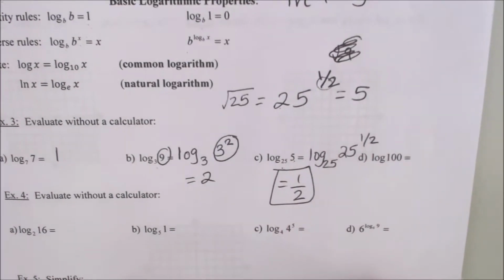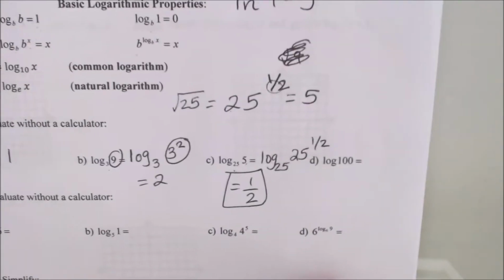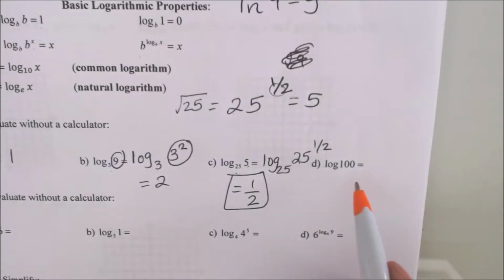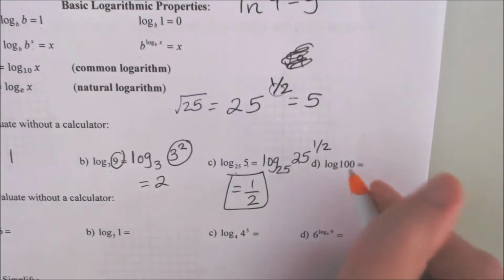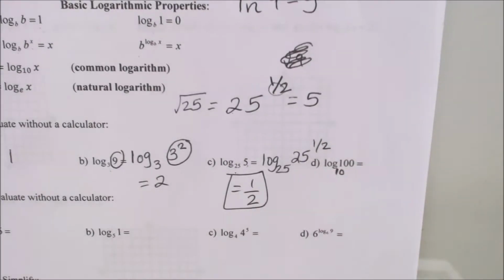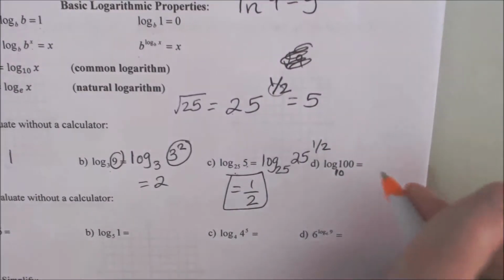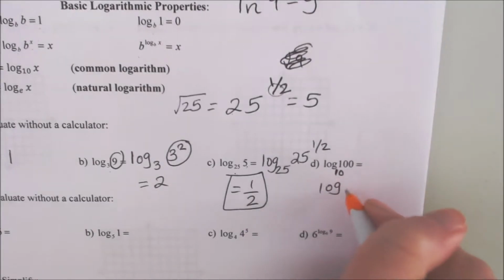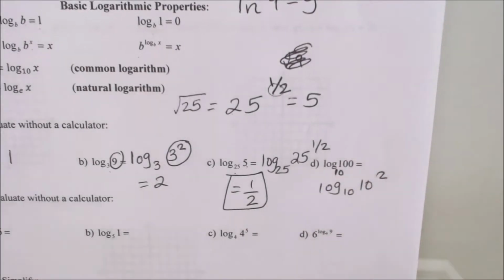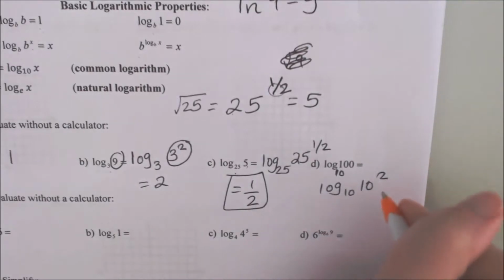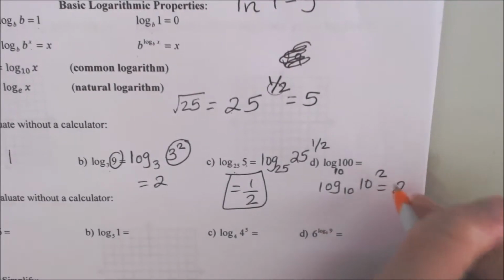And that's it. Letter D, we have the common log, log of 100. There's no base there, so we know it's an implied base 10. So how can we rewrite 100 as a power of 10? I'm going to write it as log base 10 of 10 to the second power. And so now, applying the inverse property, log base 10 of 10 squared just leaves us with 2.